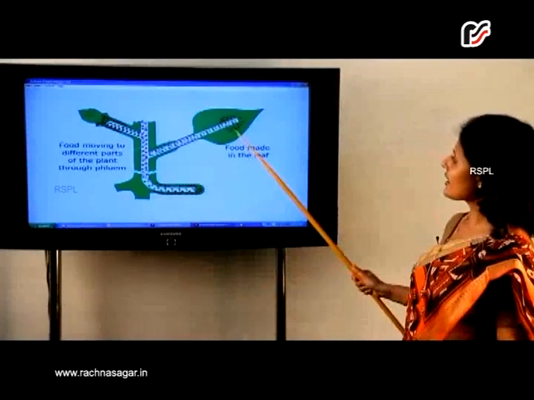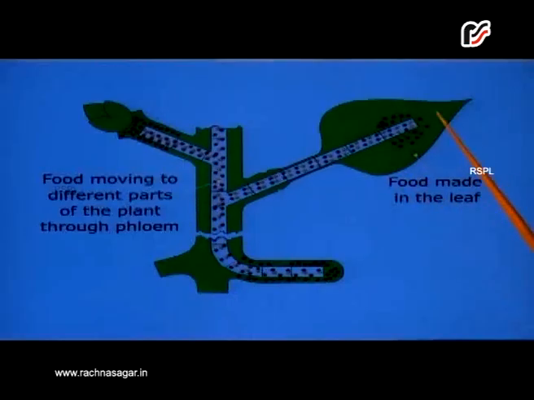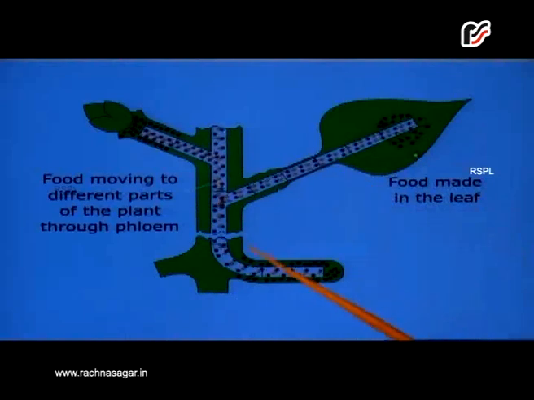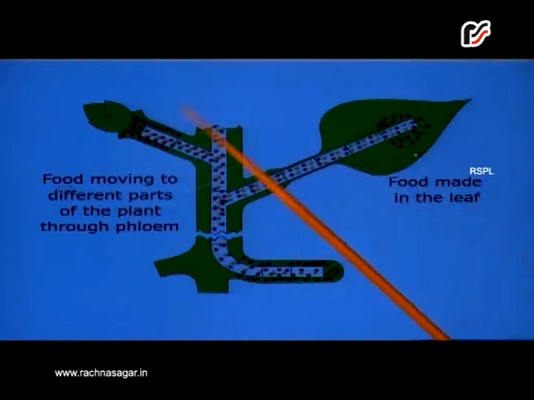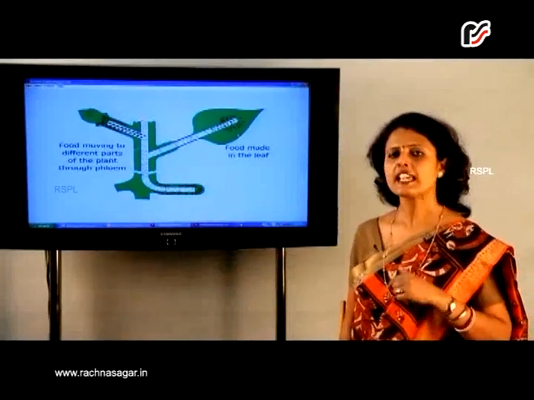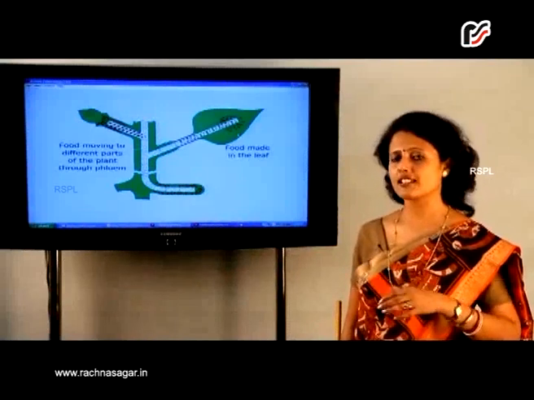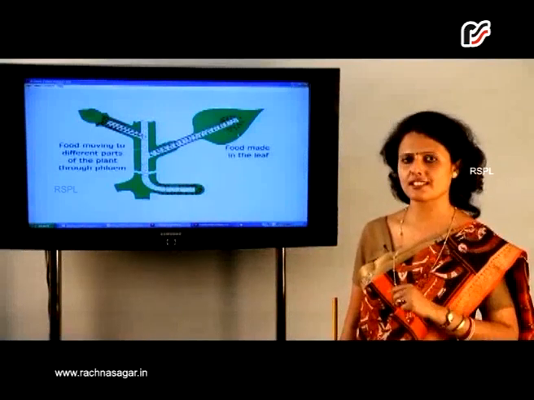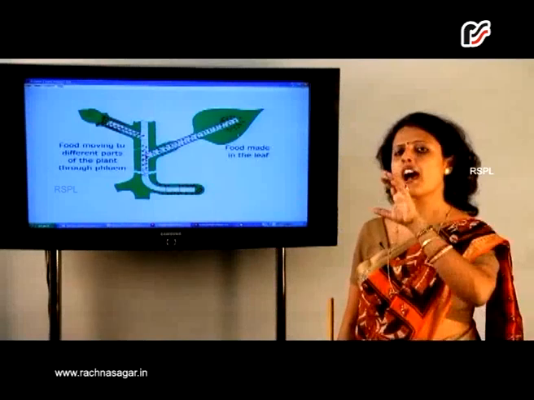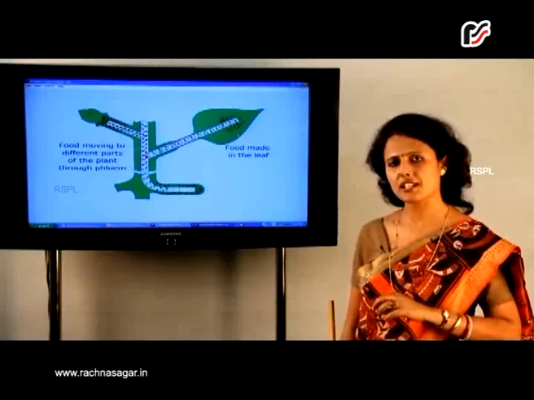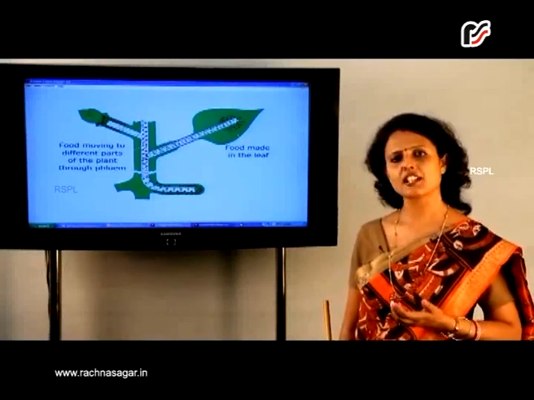Let's correlate with this diagram. This is the place where food was loaded, and then slowly the food started moving on to those regions where food is required. Hence, it is also known as the mass flow hypothesis. Food moving from high pressure areas to low pressure areas where food is required.